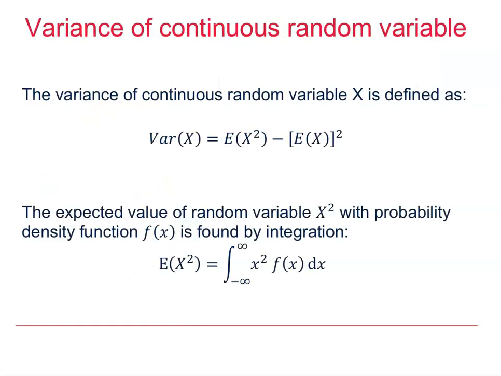Please pause to remind yourself of the formula for the variance of a continuous random variable. The formula consists of two components. Here we have the expected value of x squared, and down below here we see the formula for deriving that. What we need to do is to integrate x squared f x, where f x, of course, is the PDF. Having found the value of the expected value of x squared, we then need to subtract the square of the expected value of x.